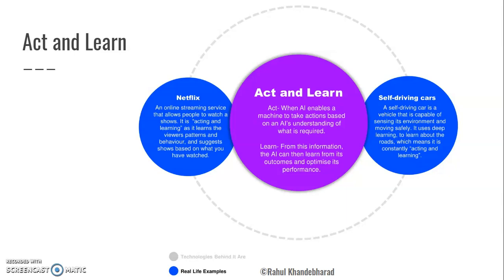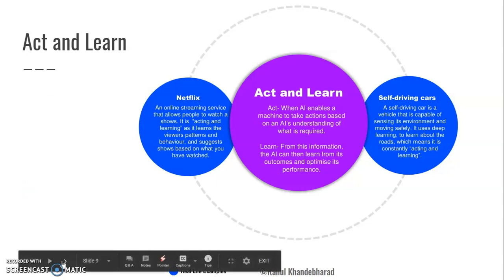Some of the real life examples are Netflix. As you stream in Netflix, you are given viewer patterns and suggestions based on the movies or shows that you have already seen. A self-driving car is capable of sensing its environment and can move safely. So it uses deep learning. As I've already told you, all things are interconnected over here. Okay, so this was about act and learn. Let's move to the next slide.